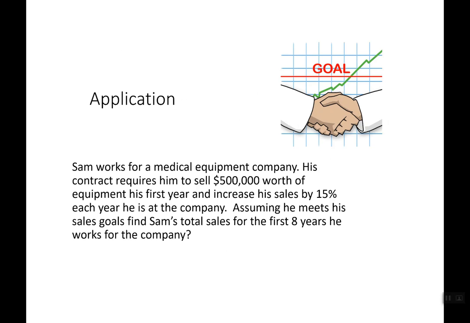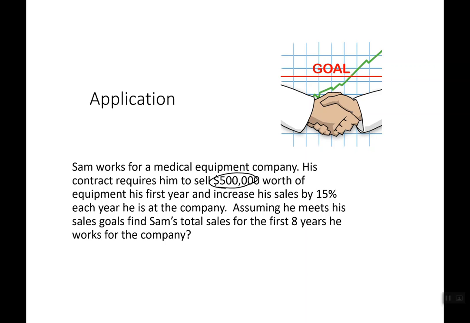Okay, let's do a quick application. Let's say Sam works for a medical equipment company and his contract requires him to sell $500,000 worth of equipment his first year and increase his sales by 15% each year he is at the company. Assuming he meets his sales goal, find Sam's total sales for the first 8 years he works for the company. Really important that we're looking at a word problem, we need to pull out what's important from it.